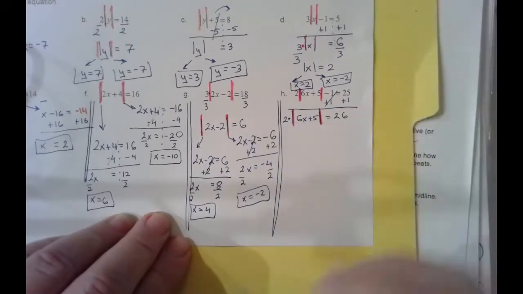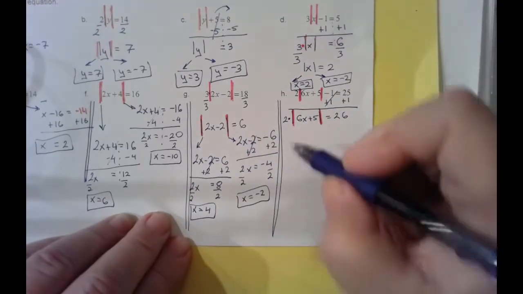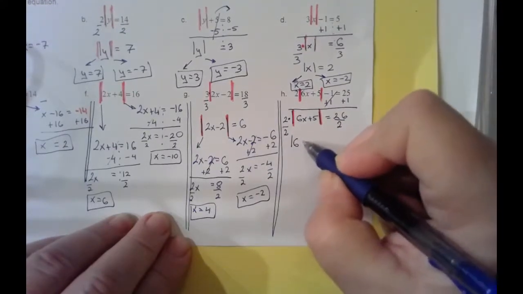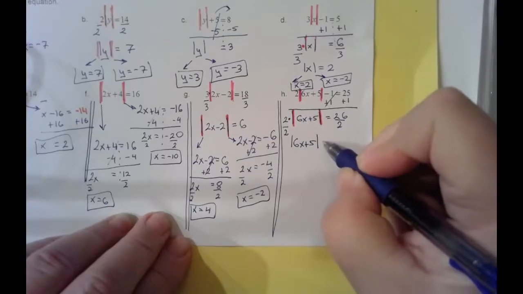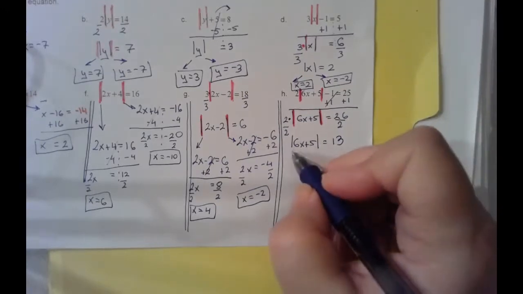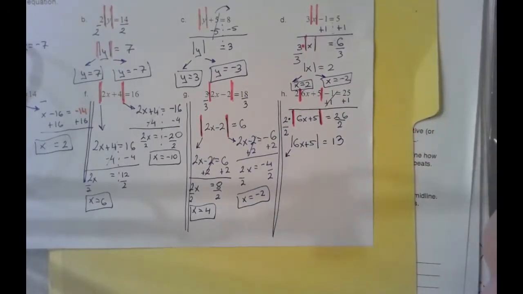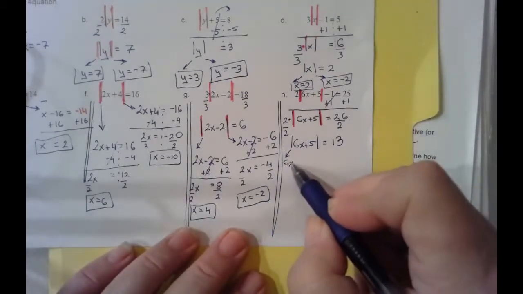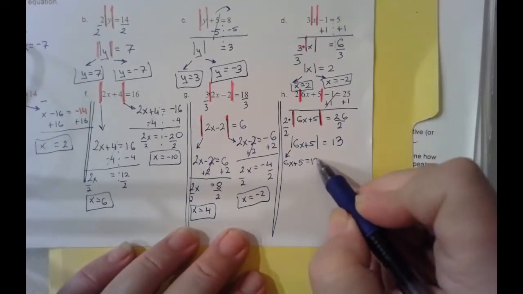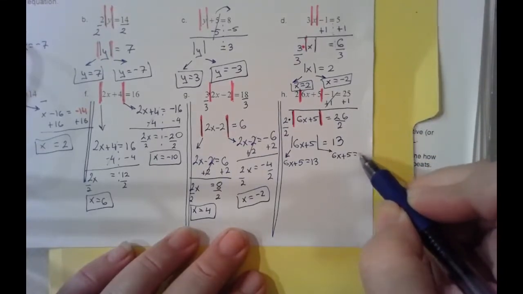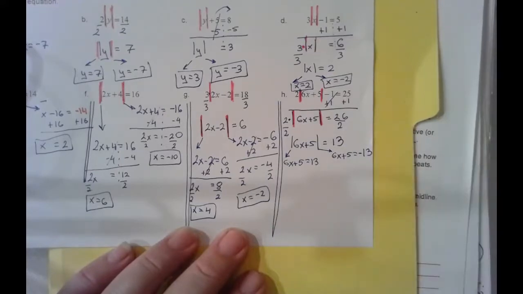This is multiplication, so the opposite is going to be division. So I have 6x plus 5 equals 13. And now I'm going to break down the wall. One is going to be positive and one is going to be negative. So you're going to have 6x plus 5 equals 13, and 6x plus 5 equals negative 13.